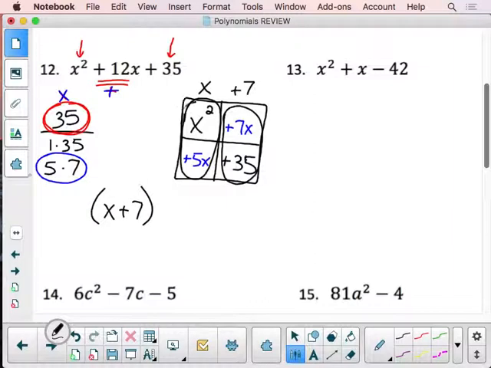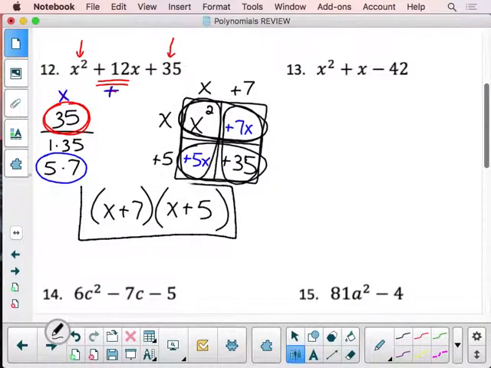Now horizontally, x squared and 7x, what do they have in common? An x. What do 5x and 35 have in common? They both have a factor of 5. So there's my second factor, and that is the answer to number 12, factored form, x plus 7 times x plus 5.